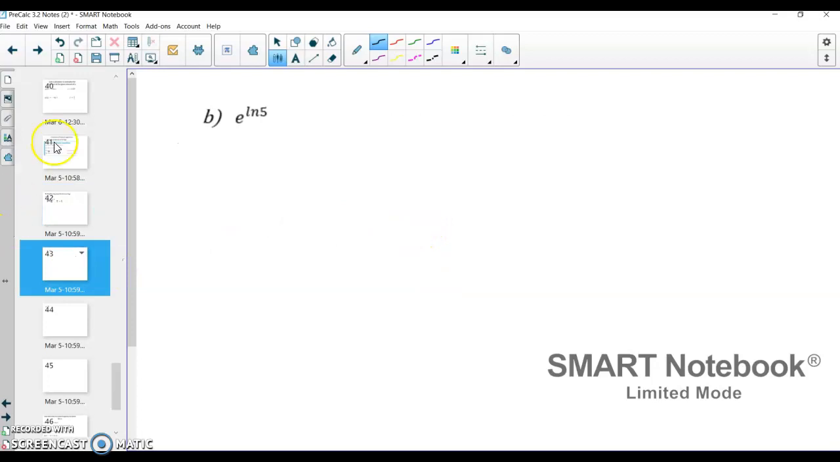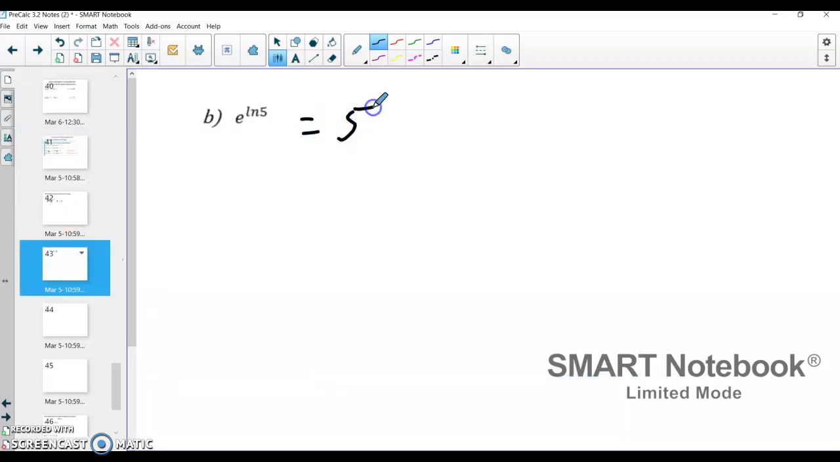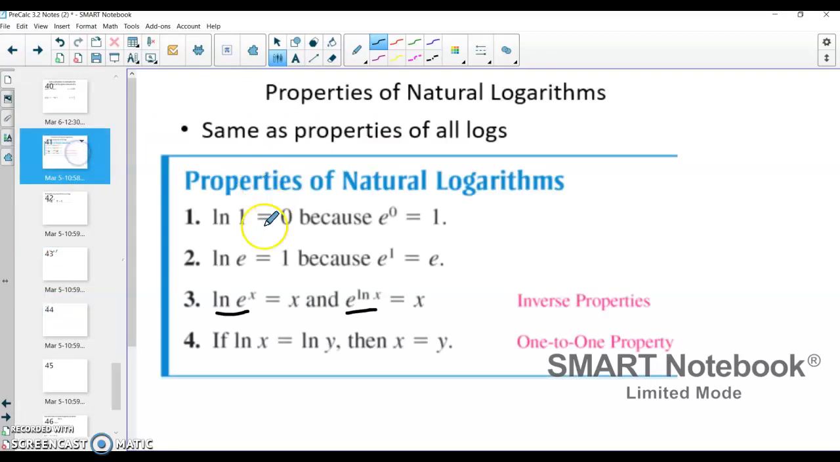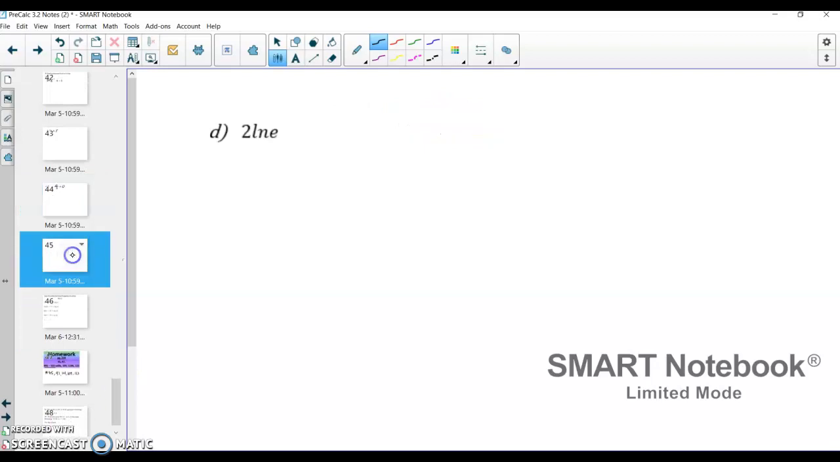ln e to the ln of 5 is going to follow this rule here, where e raised to the ln of x is just going to equal x, so this is equal to 5. Here we have ln of 1. Well, ln of 1 equals 0, and so this becomes 0 over 3, which equals 0. And then last one, we have ln of e to the first power, which is going to give me 2 times 1, because the ln of e is equal to 1, which equals 2. Again, just using the properties of those natural logs.